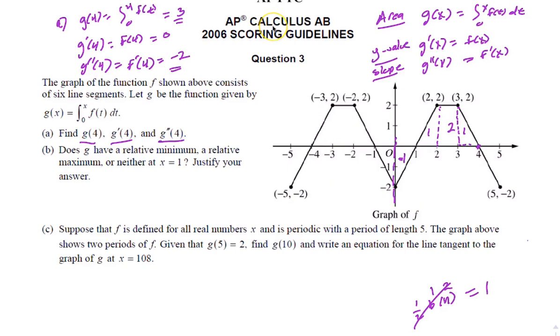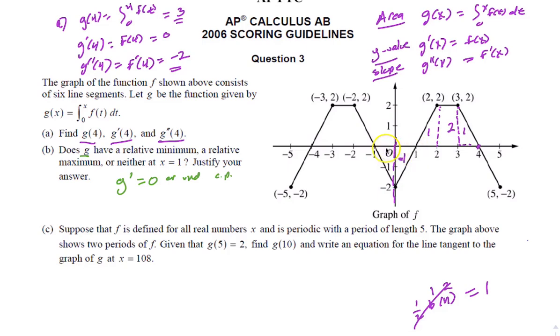Now let's look at B. Does g have a relative minimum, a relative maximum, or neither at x equals 1? Justify your answer. So think about how we find a relative max or relative min or neither. Those are critical points. So we've got to find a critical point. And the way we find critical points is where the derivative, in this case g prime, equals 0, or is undefined. These are my critical points. So, where does g prime equal 0? That's where f of x equals 0. So where the y value equals 0.